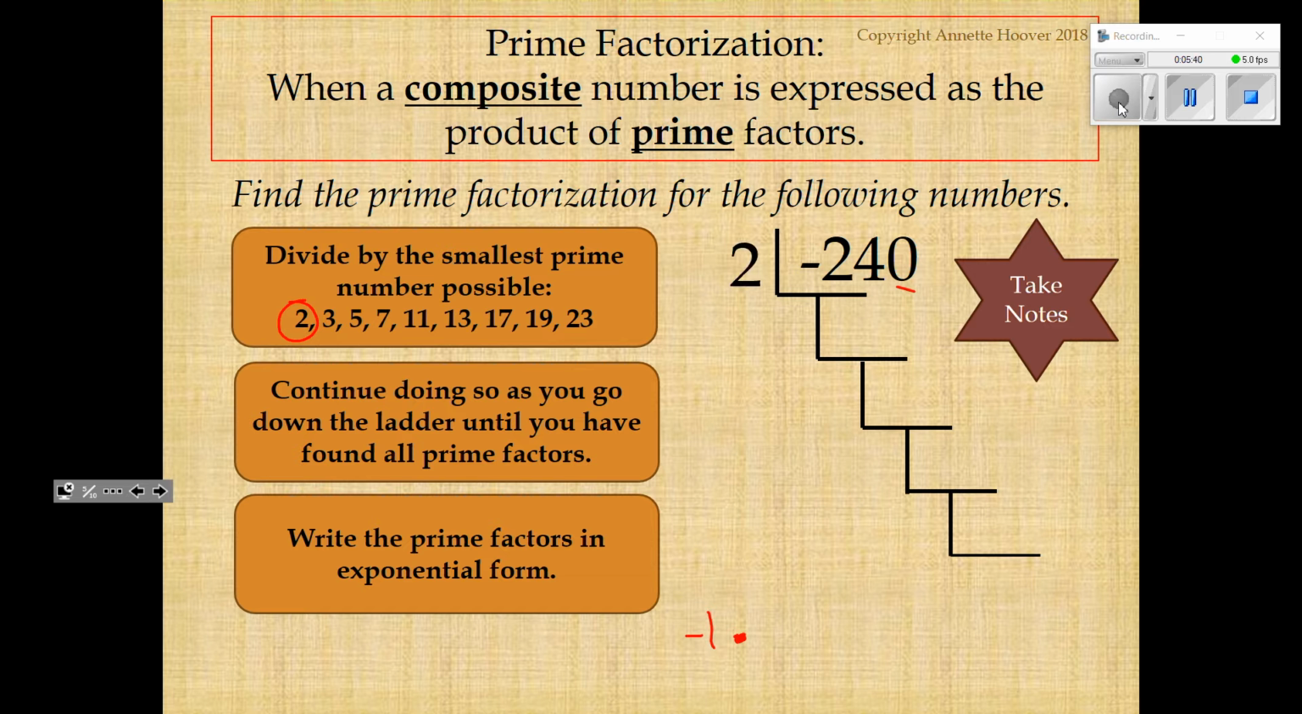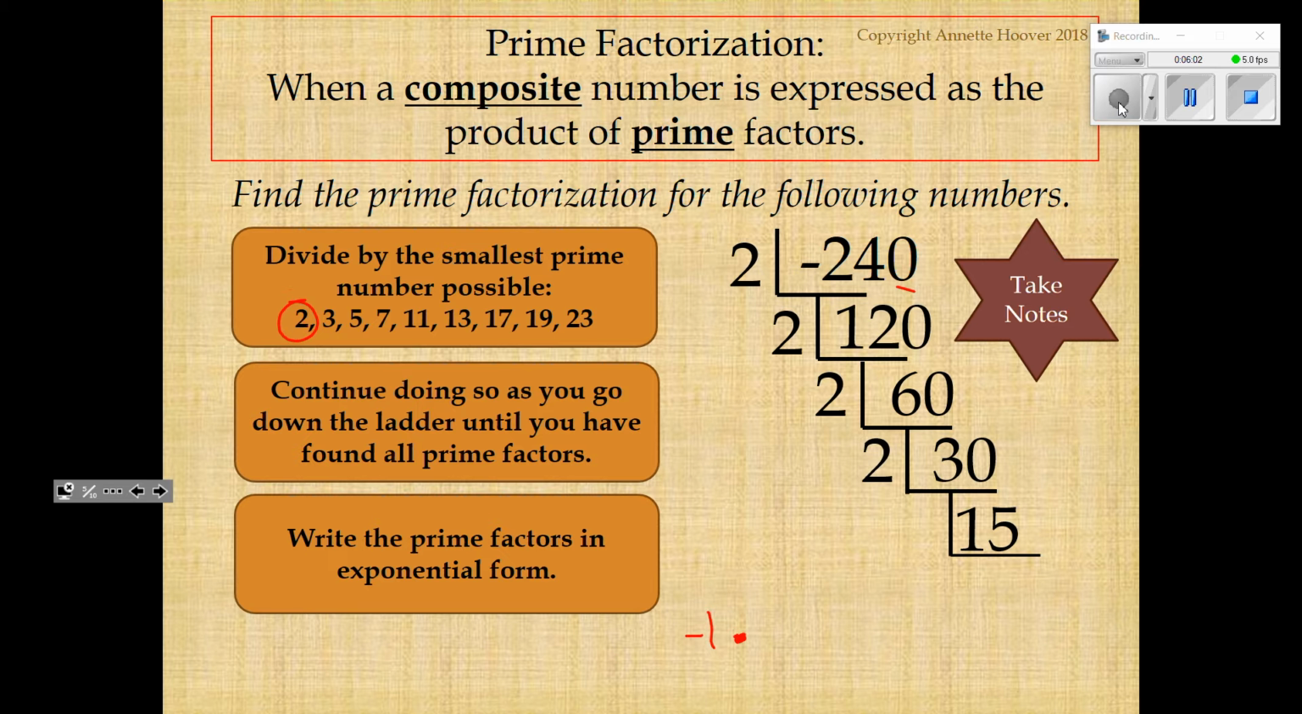240 divided by 2 is 120. 120 is still an even number. It's divisible by 2. That would be 60. 60 is still an even number, divisible by 2, and that is 30. 30 is an even number, divisible by 2, and that is 15. Now here's the first number we have that's not an even number.